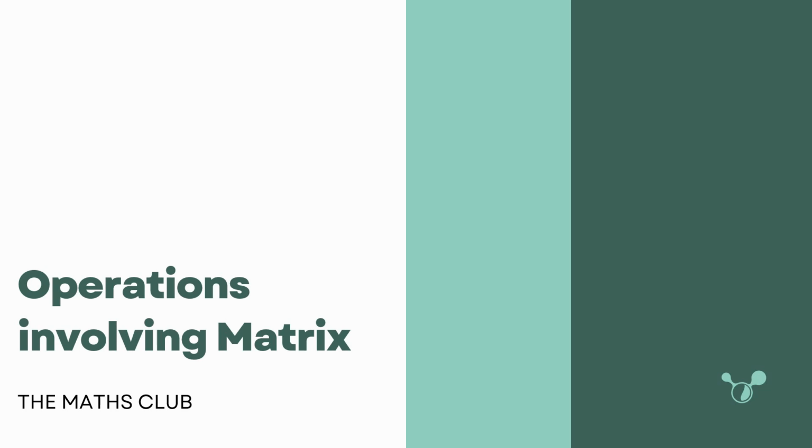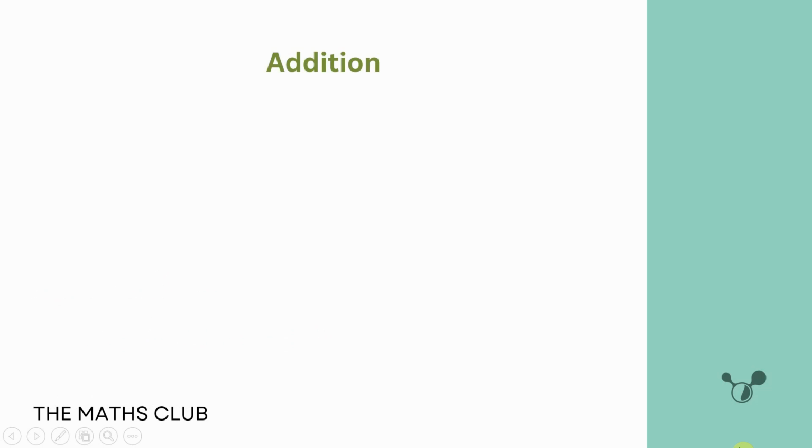So today we're going to be continuing our series on matrices, and here we'll be talking about operations involving matrices. The first operation we're going to be looking at is addition. So you have two matrices A and B. How do you add them together?